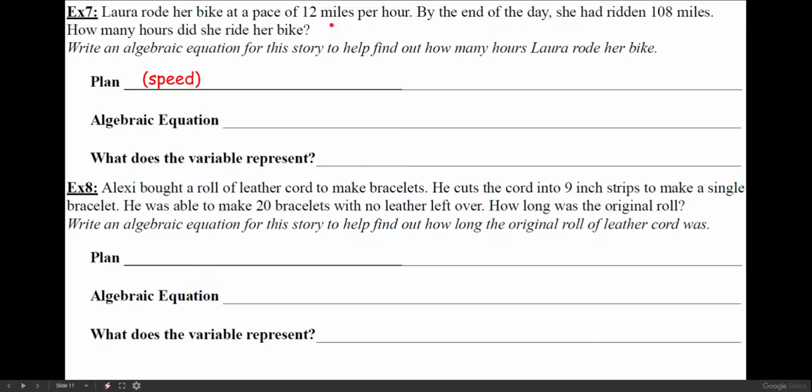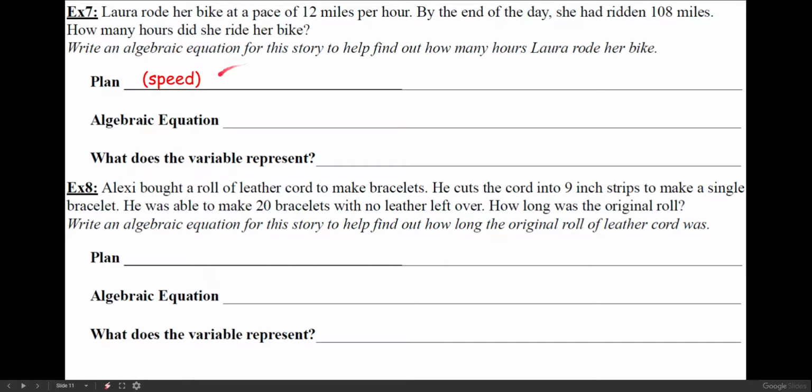Now, if she rode 12 miles per hour, that means she's riding 12 miles every hour. So after 1 hour, she rides 12 miles. And after 2 hours, she's ridden 24 miles. And after 3 hours, it's 36 miles, because it's 12 and another 12 and another 12 and another 12.